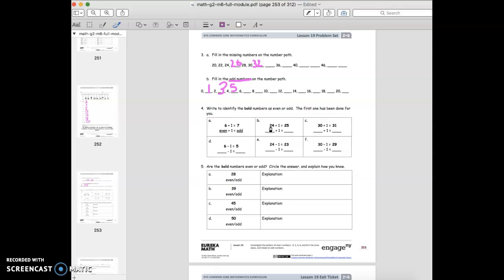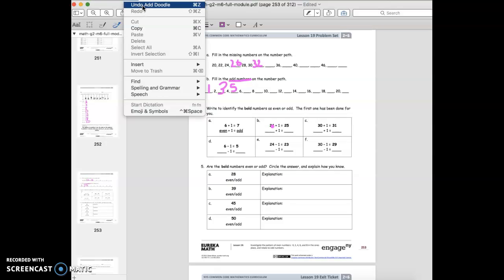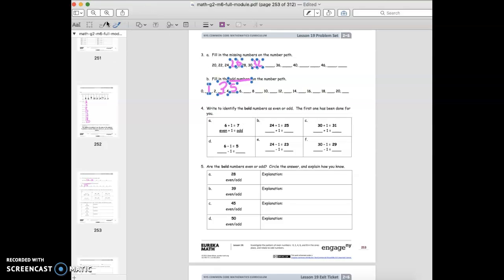So let's see right here, 24. Is 24 an even number or is 24 an odd number? Let's look in the ones place. If we look here in the ones place, it has an even number, 24. It's even right here, the even number.